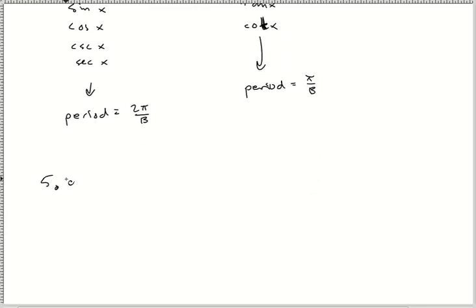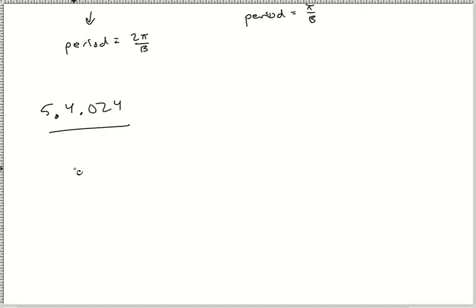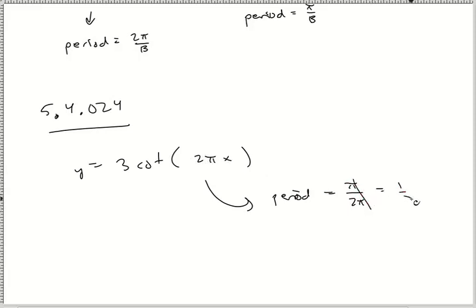I honestly do not have a lot of questions from this section. So let's just do what I got and go from there. 3 cotangent of 2 pi x. So first off, my period, because I have a cotangent or tangent, it's just pi over b. This is my b right there, that 2 pi. The pi's cancel, leaves a 1/2. So my period is 1/2.